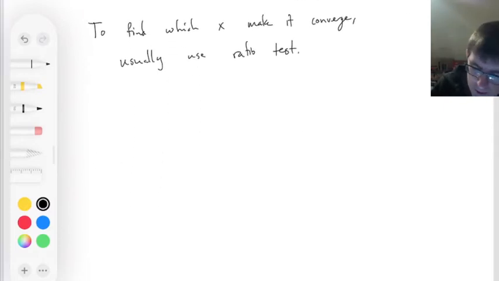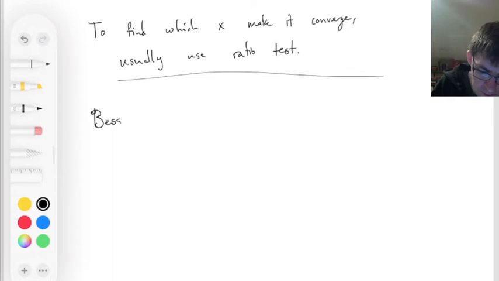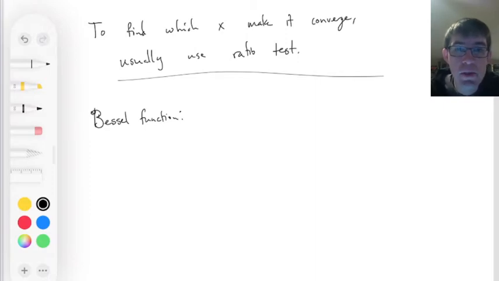We did a simple example last time. Let's try a fancy example. This is sort of a historically interesting example. This is called the Bessel function, and it has a very complicated looking power series expression, but it's not so hard to work with, but it does look complicated.